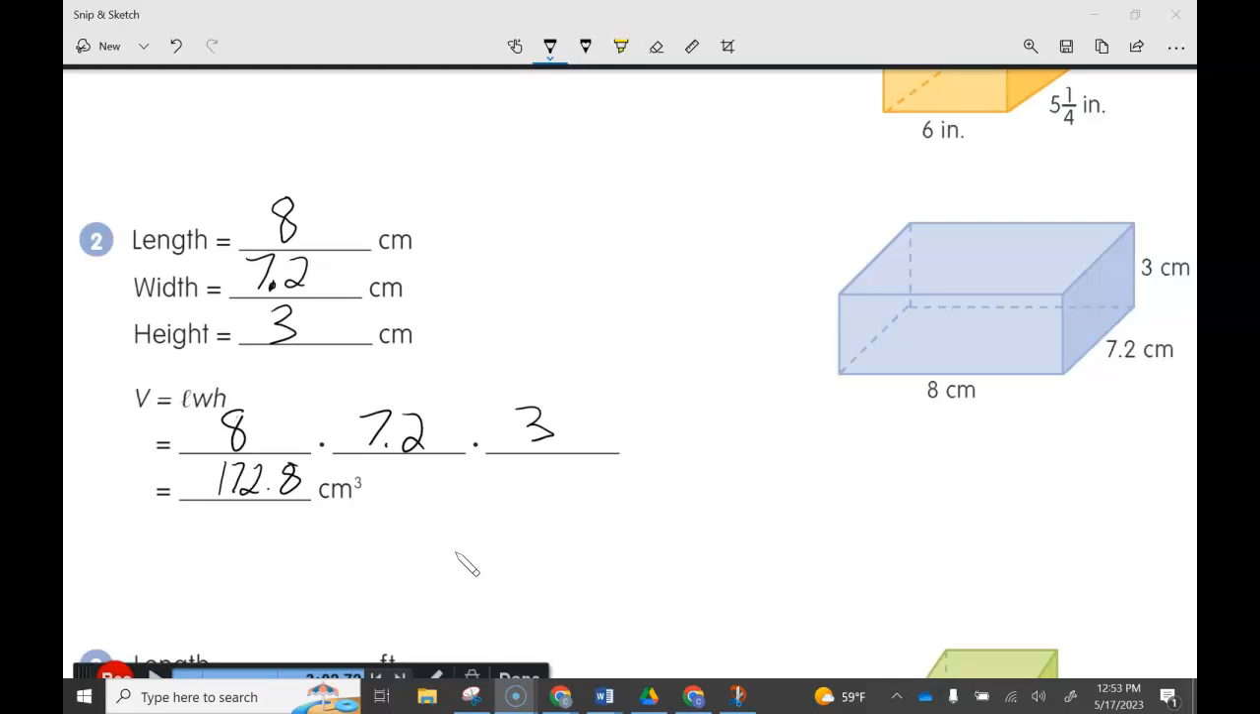And just remember, if we take a cube and it has a centimeter for each length, width, and height, that means 172 8/10 of those cubes could fit inside this three-dimensional object. So that concludes the video on finding volume of rectangular prisms. Just remember, the formula for finding volume of rectangular prisms is volume equals length times width times height.